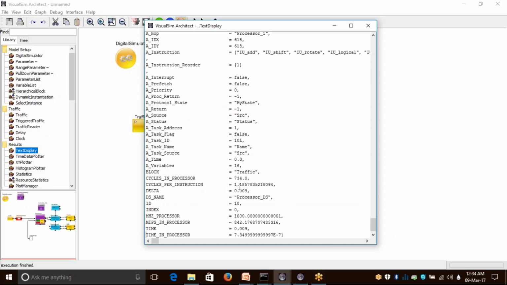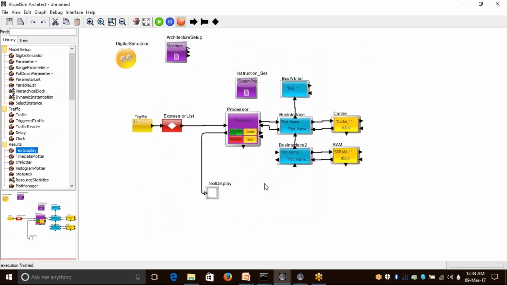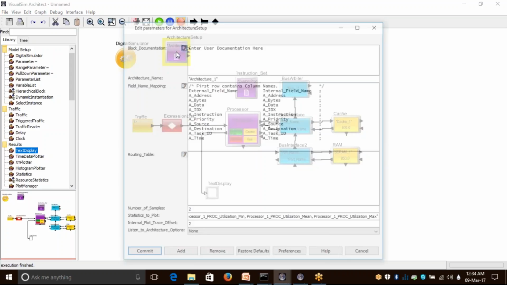What you see here is I increased the number of instructions. Cycles in processor is now 734, whereas cycles per instruction actually reduced, and MIPS increased considerably. Earlier I was getting only about 36 with just 4 instructions, and now I can see a total of about 842 instructions for the task that I'm running. This could be one of the values or kinds of reports that you may be interested in looking at. In terms of debugging skills, we provide a lot.